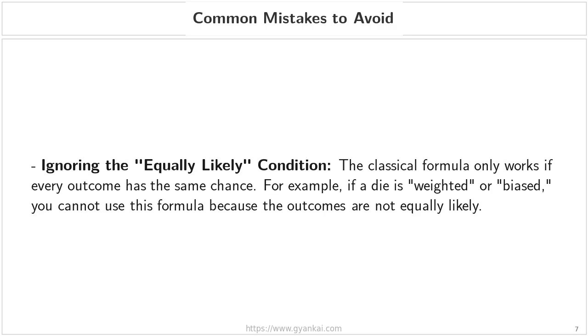First, please be careful not to ignore the equally likely condition. As we discussed in our very first slide, this entire classical approach is built on the assumption that every outcome has the same chance of occurring. If you're dealing with a weighted or biased die, where certain numbers are more likely to appear than others, the formula we just practiced in our examples simply won't work. Always check if the outcomes are truly fair before you begin your calculations.